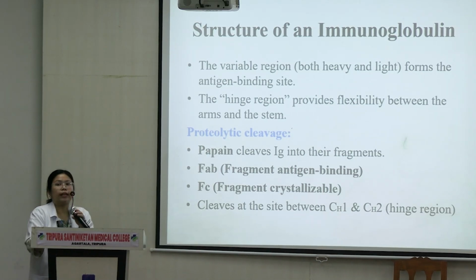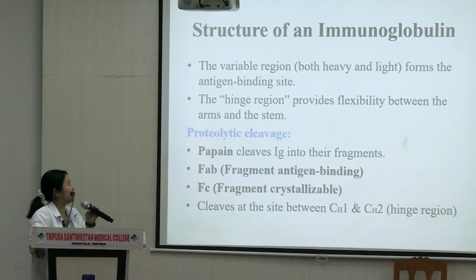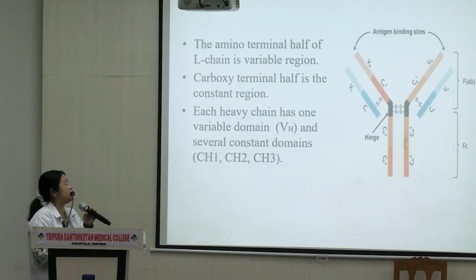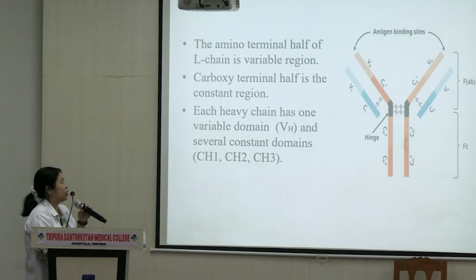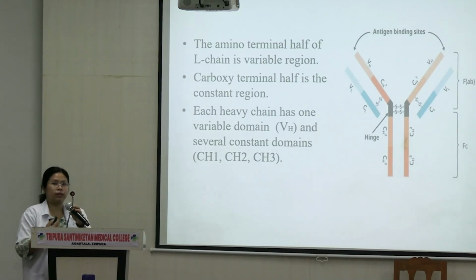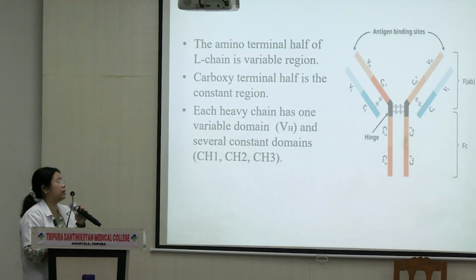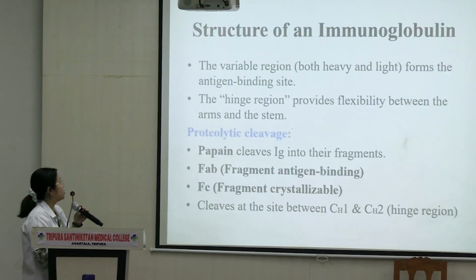So the hinge region that I have talked about provides flexibility between the arms and the stem. So this part you can call the arm, and this is called the stem or the base. This is the hinge region, so it provides flexibility between these two regions.